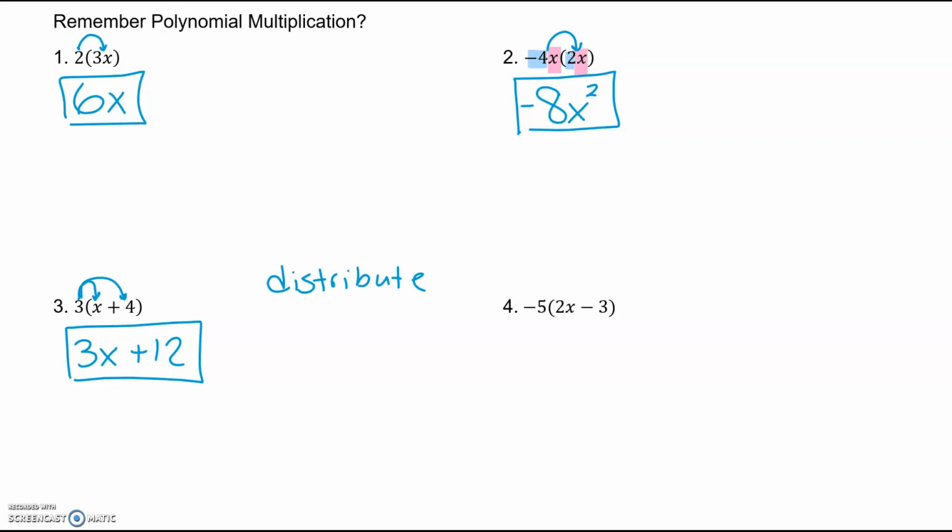here. On number 4, we're going to take this negative 5 and we're going to distribute it to both pieces inside the parentheses. So negative 5 times 2x is negative 10x. And a negative 5 times a negative 3, remember, negative times negative is now positive. 5 times 3 is 15. So we get a negative 10x plus 15. Okay, so that is what we did first semester.